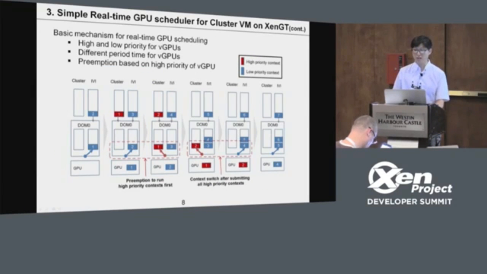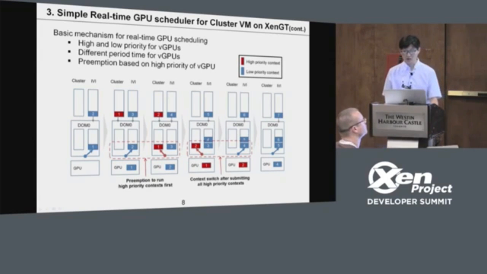Let's move to the basic mechanism for real-time GPU scheduling. First, set high and low priority for vGPUs. Second, set a different period of time for vGPUs. Third, allow preemption based on the high priority of the vGPU.